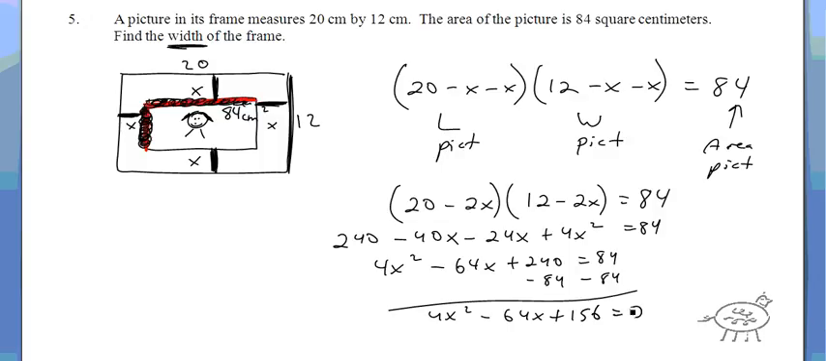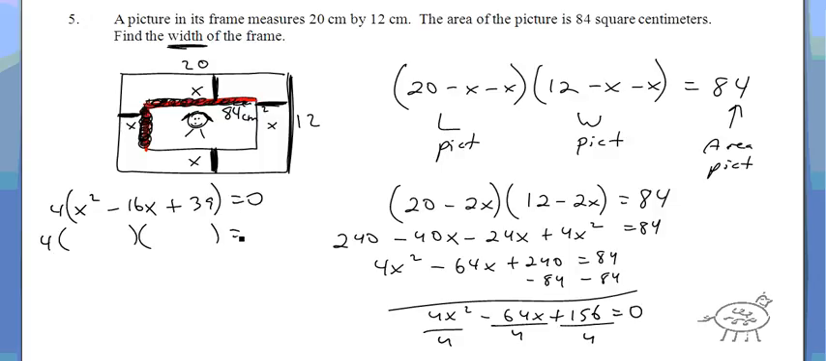If you try to factor 4x squared minus 64x plus 156, you are going to cry because it's going to be so hard. I mean, come on. What are multiples of 156? No idea. Okay, so I'm going to factor out a 4. So you get 4 parentheses x squared minus 16x, use your calculator, plus 39 equals 0. Oh man, that is so much sweeter to factor.